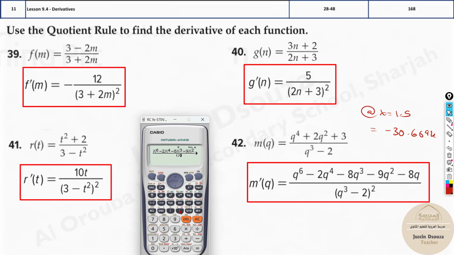Over here again, variable x cubed minus 2 the whole square. Open the bracket and close the bracket and square it up. Now what value you want to calculate this at? 1.5. The answer is, okay, now it's not matching. Why? Because I'm sure that I've done some mistake over here. In the exam, guys, please double check the values. Now let's go over here and check the values.